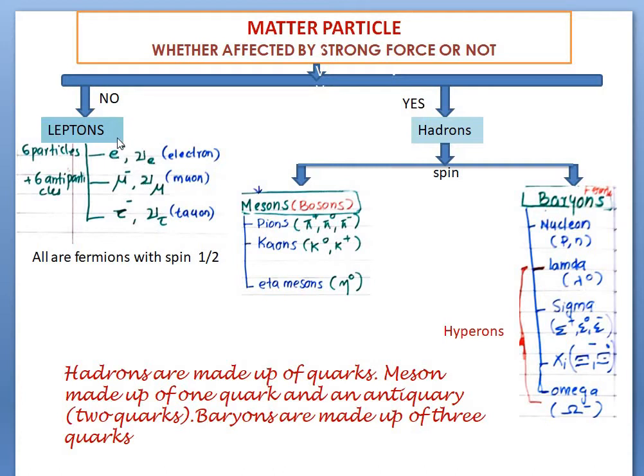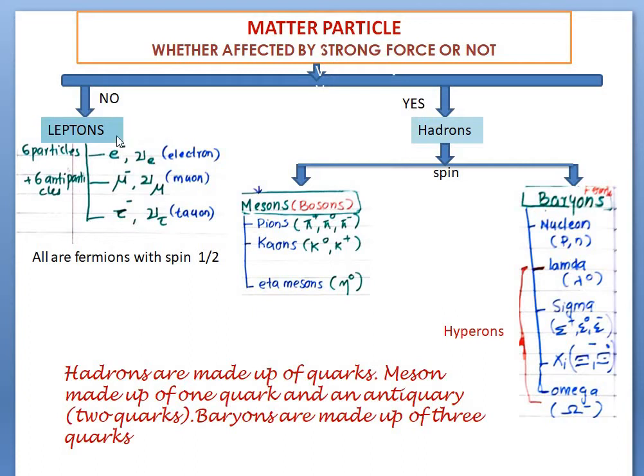So this electron has a negative charge. These neutrinos are chargeless. All the neutrinos are chargeless. So electronic neutrino, muonic neutrino, and tauonic neutrino, all are chargeless particles. Electron has a charge of -1, muon has a charge of -1, tauon has a charge of -1. So all the charged particles in this lepton family have a charge of -1.